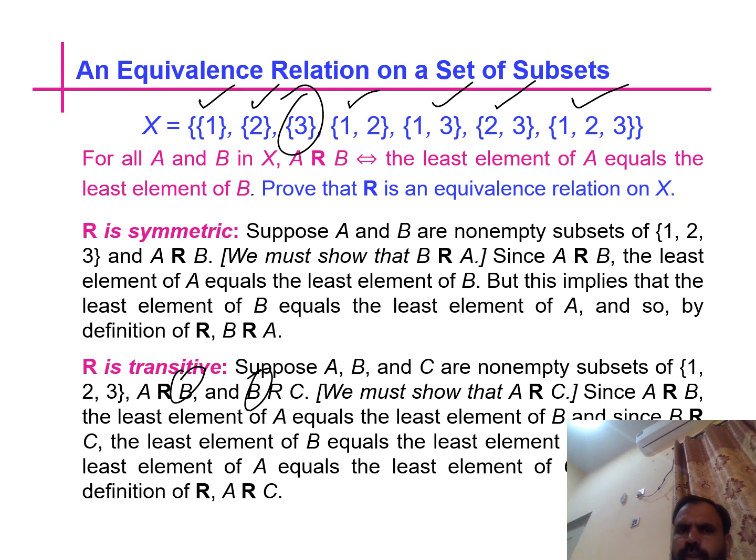R is transitive. Suppose that A, B, and C are non-empty subsets of {1, 2, 3}, so A is related to B and B is related to C. We must show that A is related to C. Similar case: since A is related to B, the least element of A equals the least element of B, and since B is related to C, the least element of B equals the least element of C. So, by the definition of R, A is related to C.